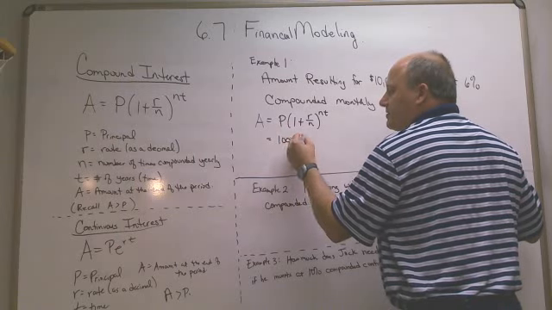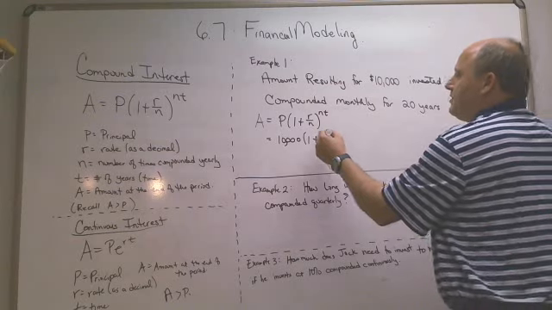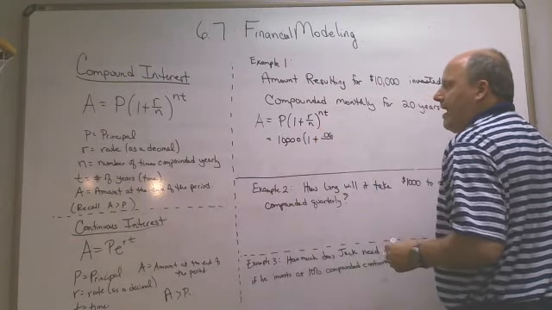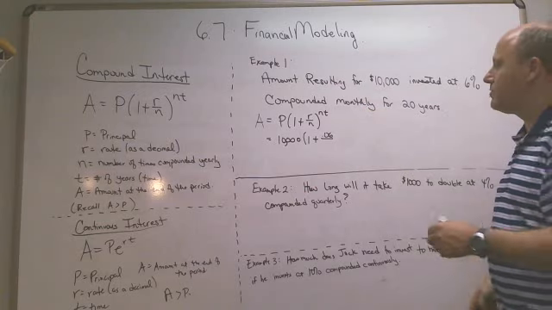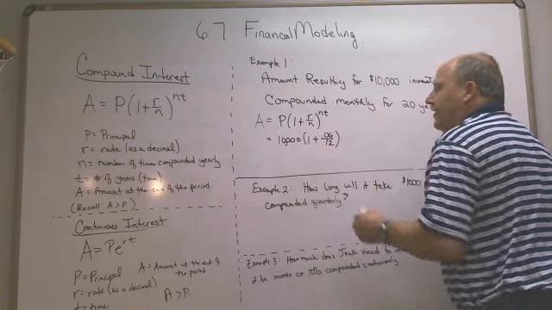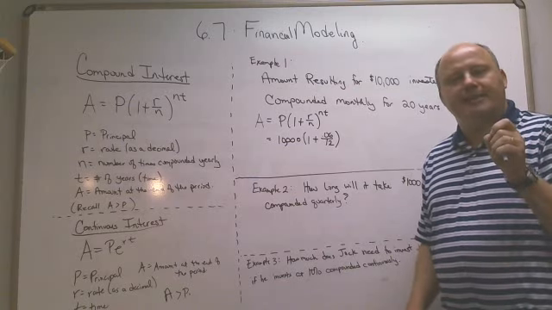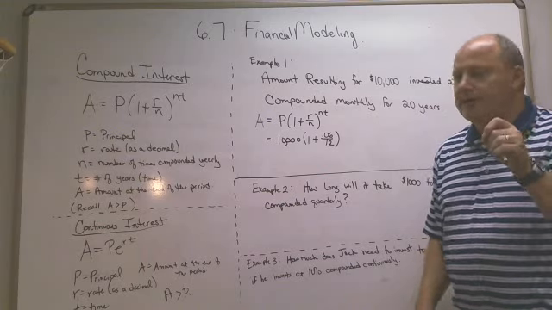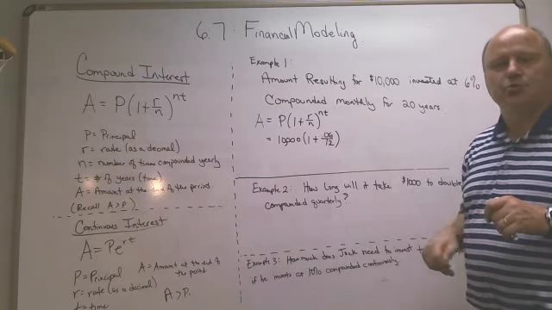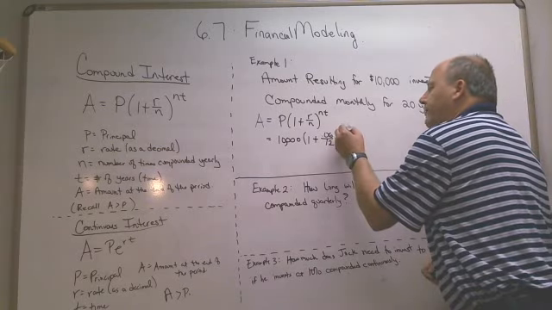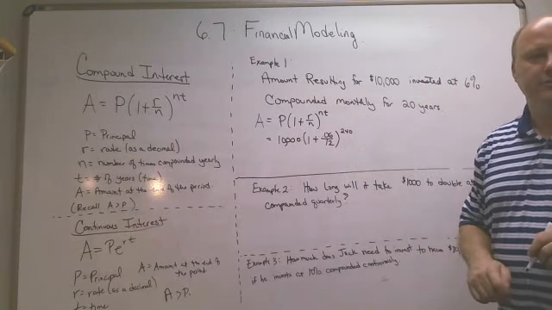So $10,000 times 1 plus the rate, and the rate is 6%, so it's 0.06, divided by N, which is the number of times it's compounded per year, and it's compounded monthly. So N, of course, would be 12. And then that's raised to the N times T power. Now, NT, the product, is basically how many times it's being compounded all together. So if N is 12 and T is 20 years, it's 12 times 20, which I believe is 240 times.